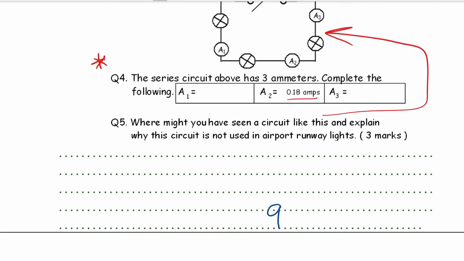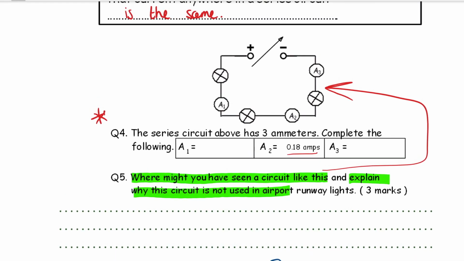So there's 2 parts to it. Again, explain why this circuit is not used in an airport is the second part. The first part, where have you seen a circuit like this? Mostly circuits are parallel circuits, because in a series circuit, if one bulb were to break, let's say if that bulb there were to break or blow, that would prevent electricity flowing around the rest of the circuit. So that would mean that bulb wouldn't work and that bulb wouldn't work.